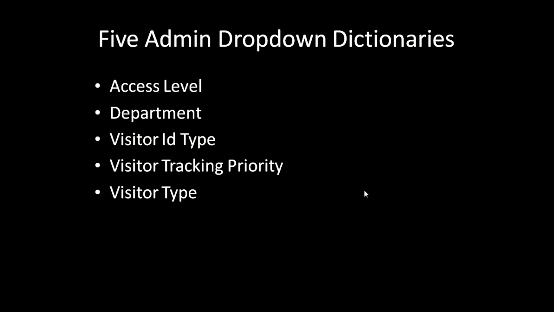I'm going to start out with some of the admin setup you can do with visitor tracking. There are 5 drop-downs associated with visitor tracking. Those are the access level of the visitor, department. Now the department is of the person being visited, not the visitor. Visitor ID type, visitor tracking priority, and visitor type. The visitor type is covered in the online visitor registration piece.